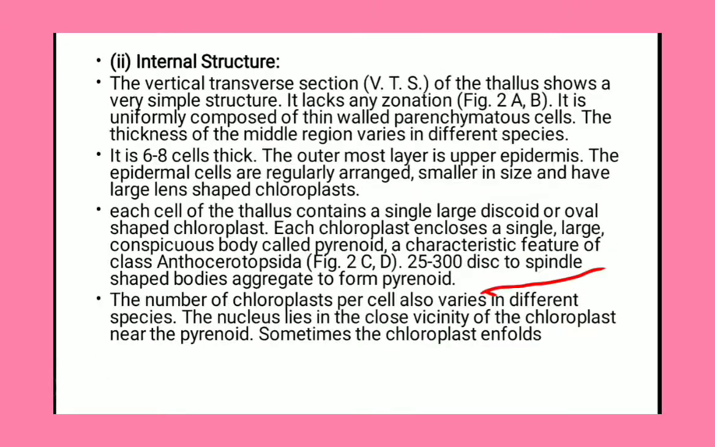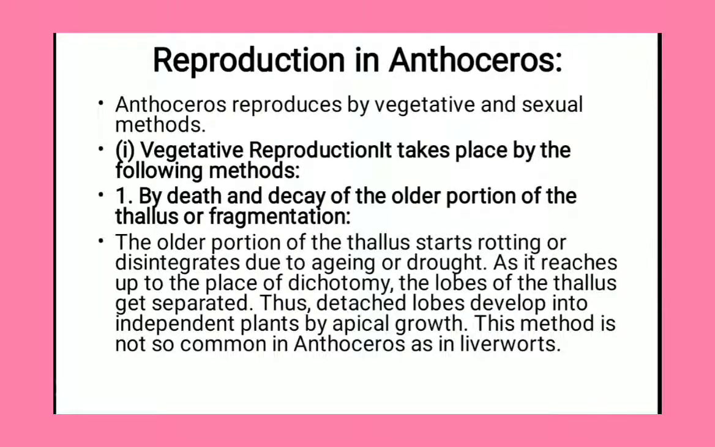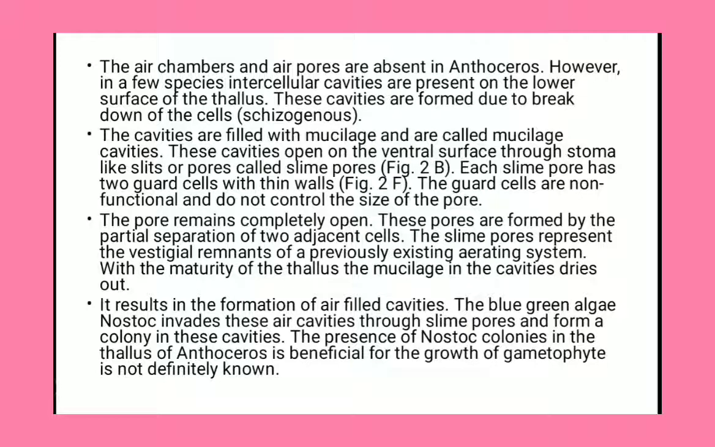You can see in this figure the guard cells are present, and this structure is the enlarged structure of this cavity. You can see this is the guard cell, it is present, but it does not work. The guard cells have the function of closing and opening the stomata, but in Anthoceros the guard cells are present but do not do any work.